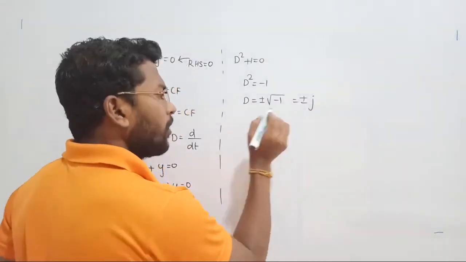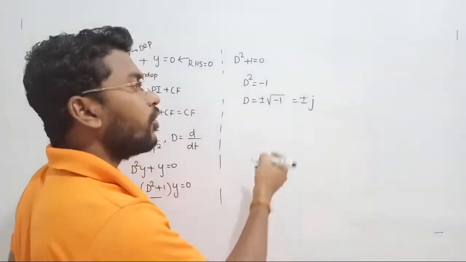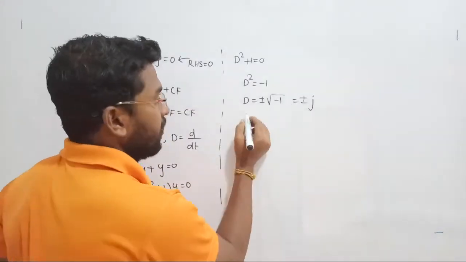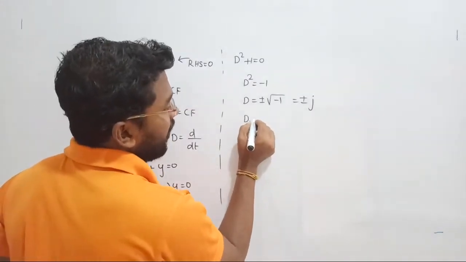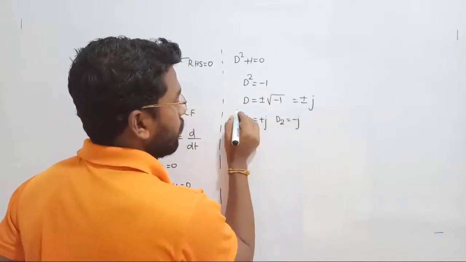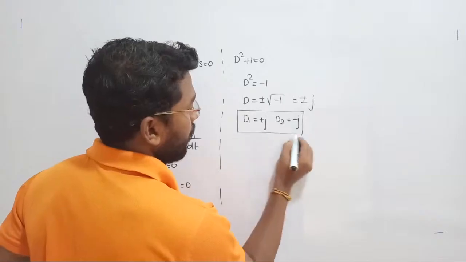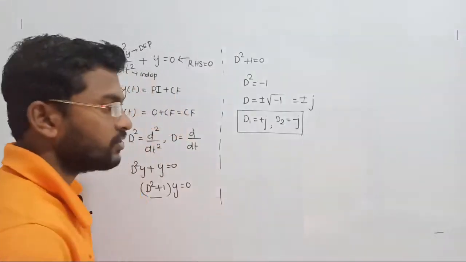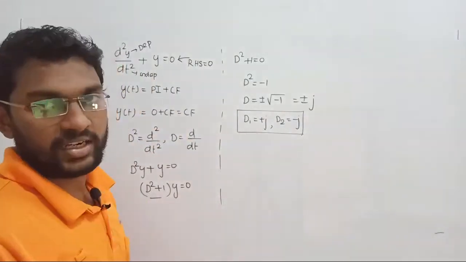Complex roots, right? But it is, anyway, distinct. I have plus j and minus j. Two roots are there. First let me write like this: d1 is equal to plus j, and we can consider d2 is equal to minus j. So we have two roots here. We are getting two roots, but they are distinct only, right? There is no issue. Our roots are distinct to each other, right?